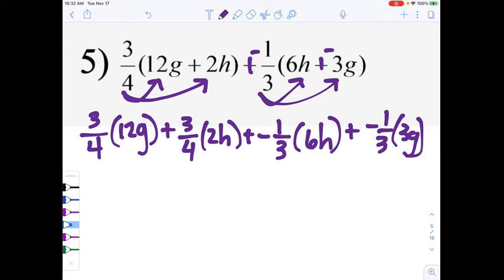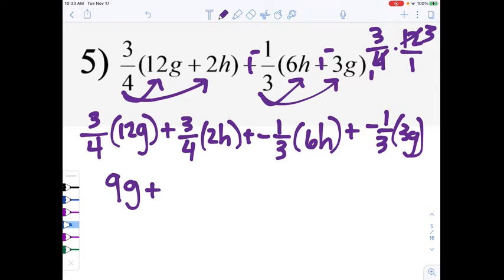All we have to do is take 3/4 times 12, which is just 3/4 times 12 over 1. Cross simplify. And we are left with 9g plus, and then take 3/4 times 2, and you're left with 1.5h plus, and then take negative 1/3 times 6, which would be negative 2h, plus negative 1/3 times 3g would be negative 1g.